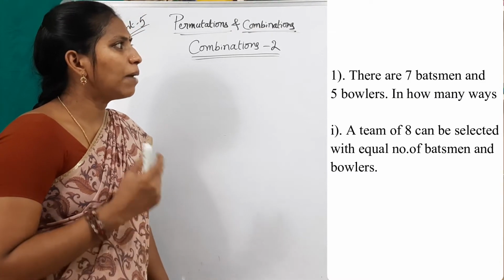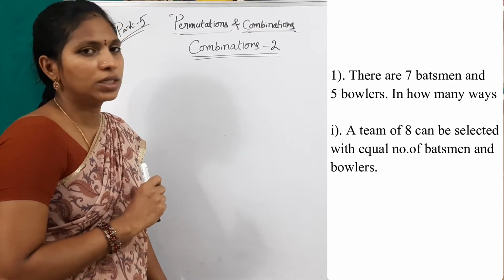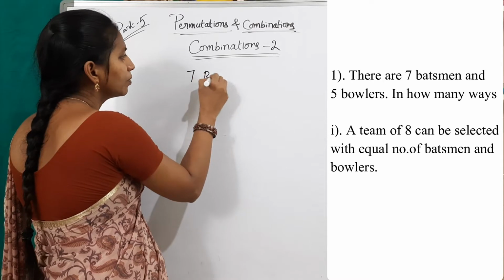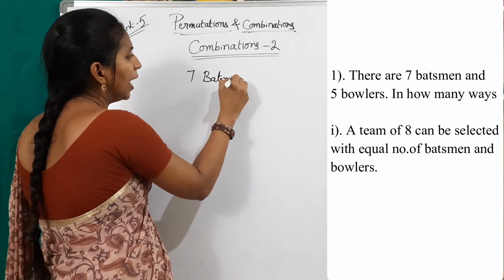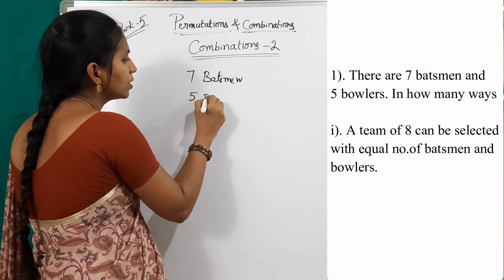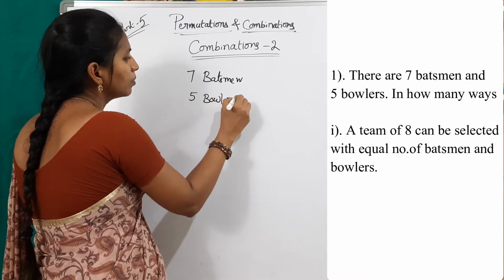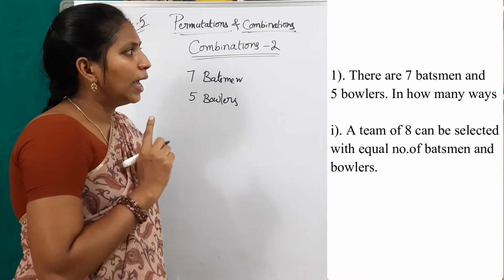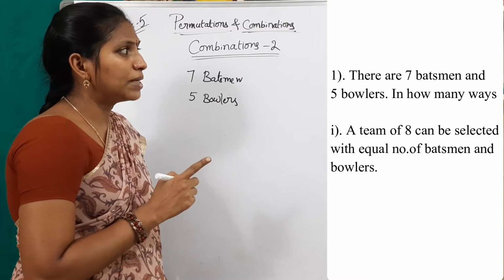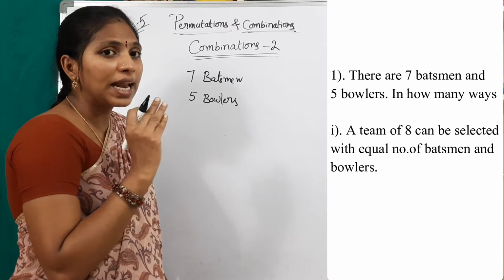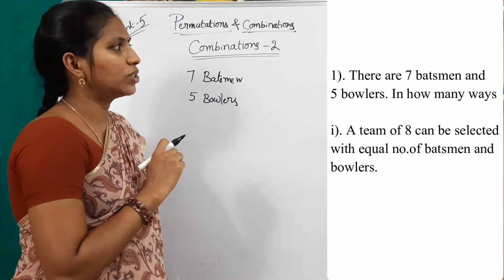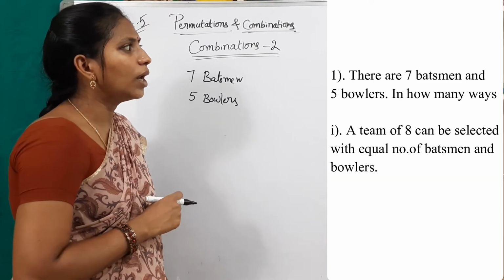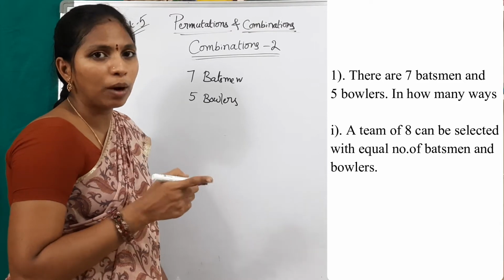There are 7 batsmen and 5 bowlers. In how many ways can a team of 8 be selected? Selection means here a combination. A team of 8 can be selected with an equal number of batsmen and bowlers.